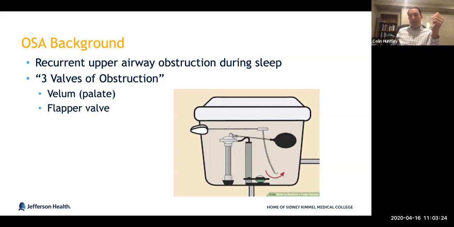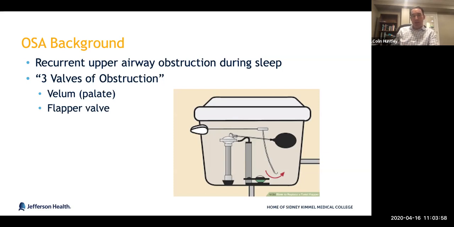So if anyone's ever taken the lid off of a toilet and you look down, you see this valve here that's connected by the chain to the lever, and it flaps open and closed to let water in. So when you lift the lever, it lifts the chain, which lifts the flapper valve open, allowing water in. Similar concept at the level of the velum. So that palate is supposed to close in either a front to back or side to side motion, similar to a flapper valve. And when we take a breath in, it's supposed to open.